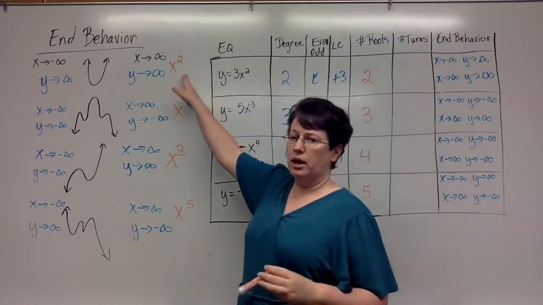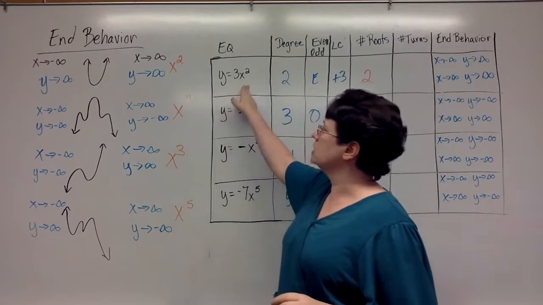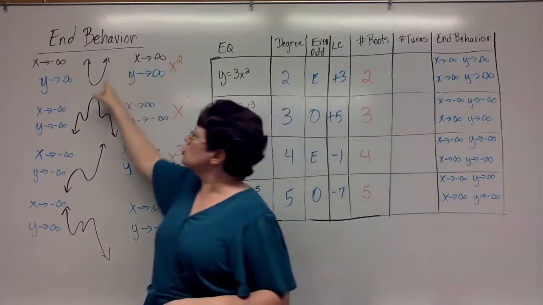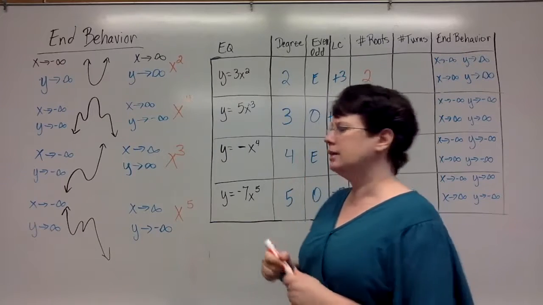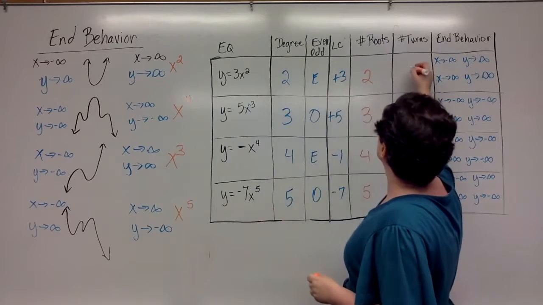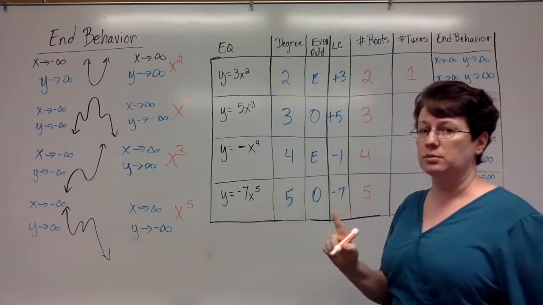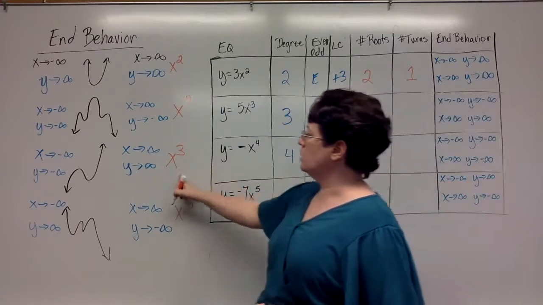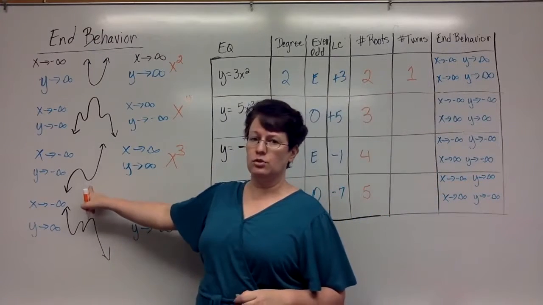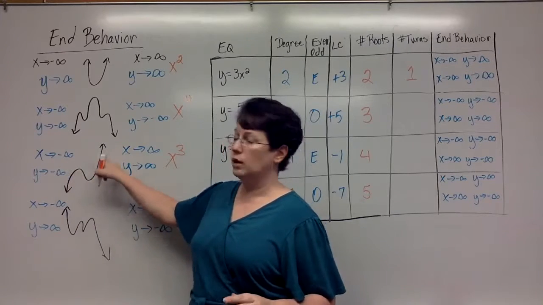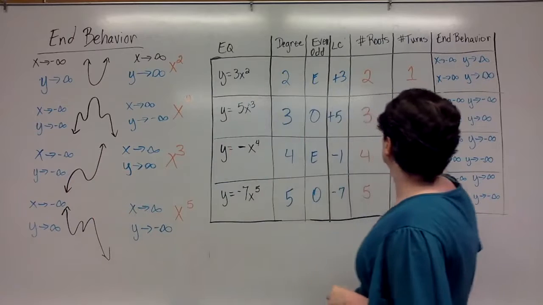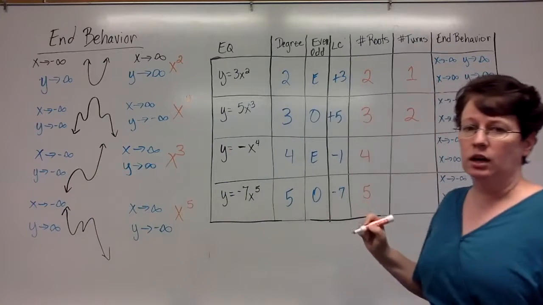I have a square, right? That's my quadratic. How many turns are there in that curve? 1, right? So I have 2 possible roots. That means I have 1 possible turn. For my cubic, how many turns are there? Well, if I'm driving it like the road, I have to turn around one curve, turn around the other, so there's 2. Are we seeing a trend here?